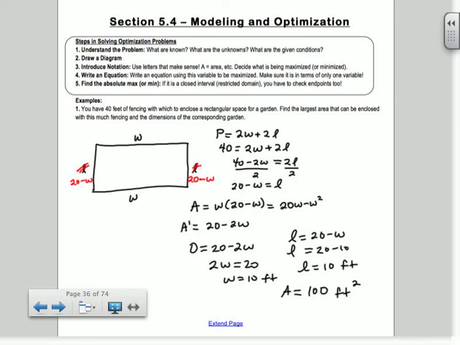Squares are rectangles. And that will happen all the time if you're trying to find the largest area for a rectangle. It's always a square.